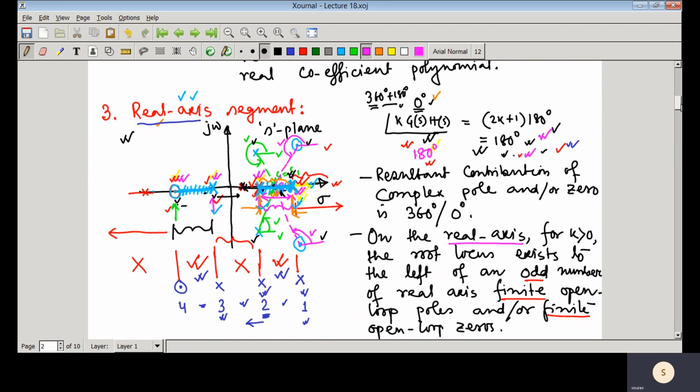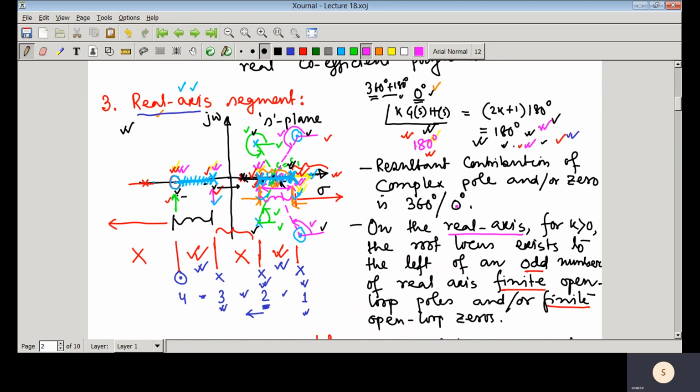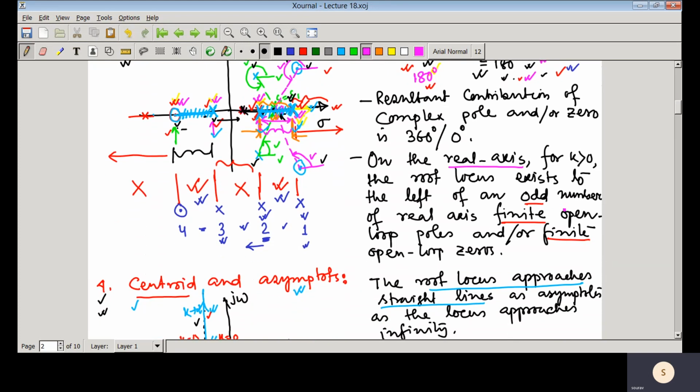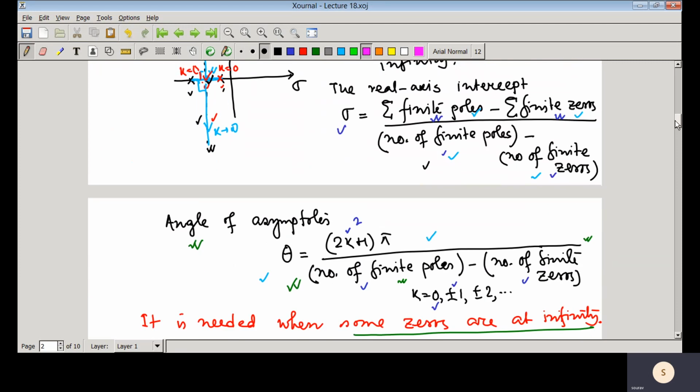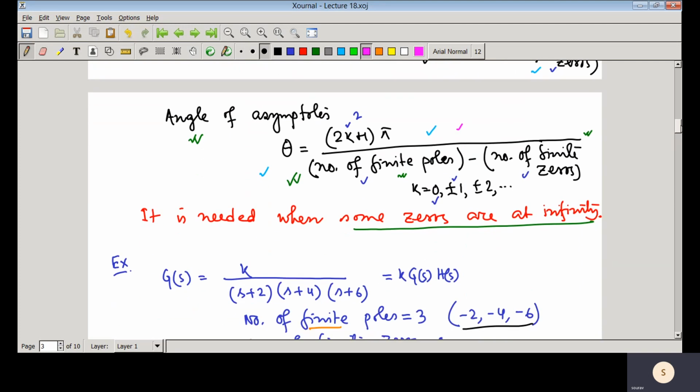The third one is the real axis segment, and here we have understood which part of the real axis belongs to the root locus. We just need to calculate the odd even number, and from there we can find which part of the real axis belongs to the root locus. The fourth rule is centroid and asymptotes. This concept comes into the picture whenever the open loop system has zeros at infinity, and we have seen the two formulas, for the angle of asymptotes and for finding the centroid.